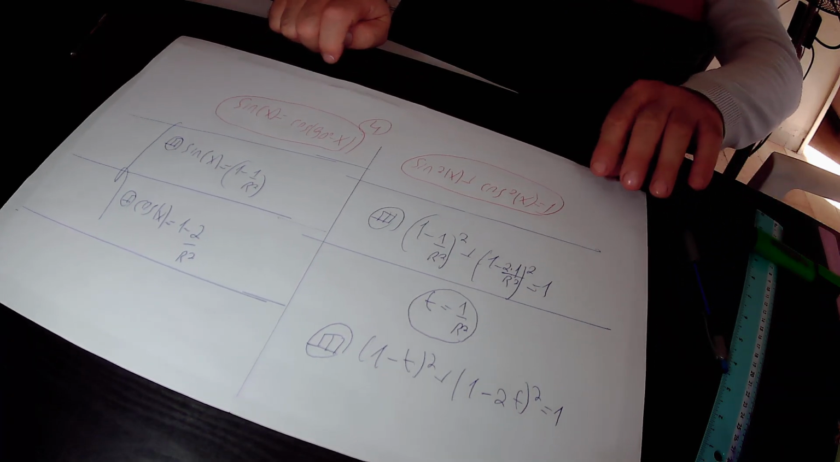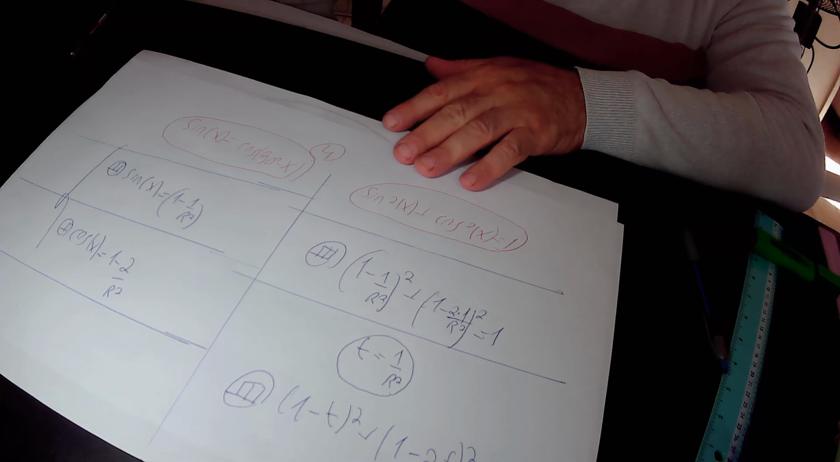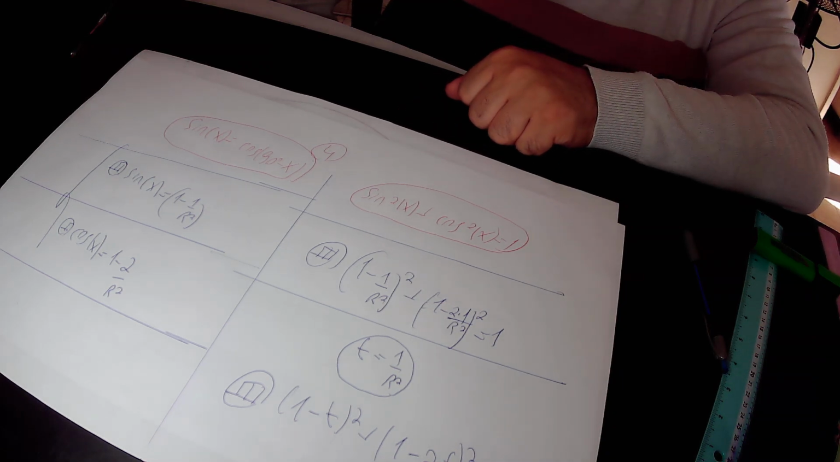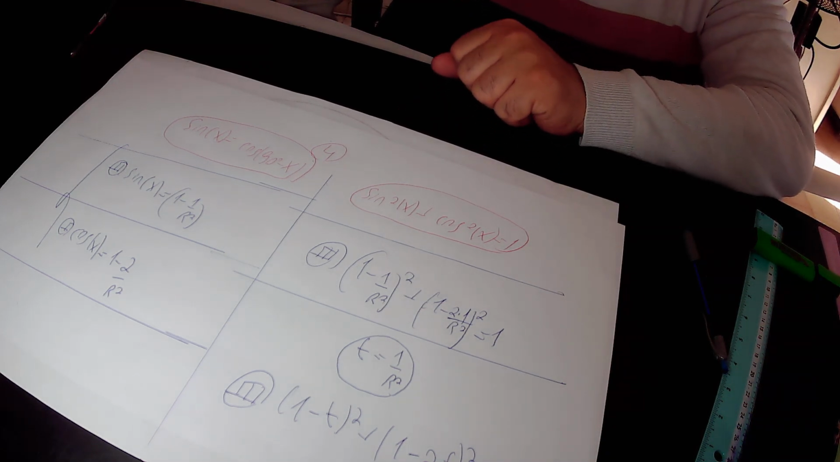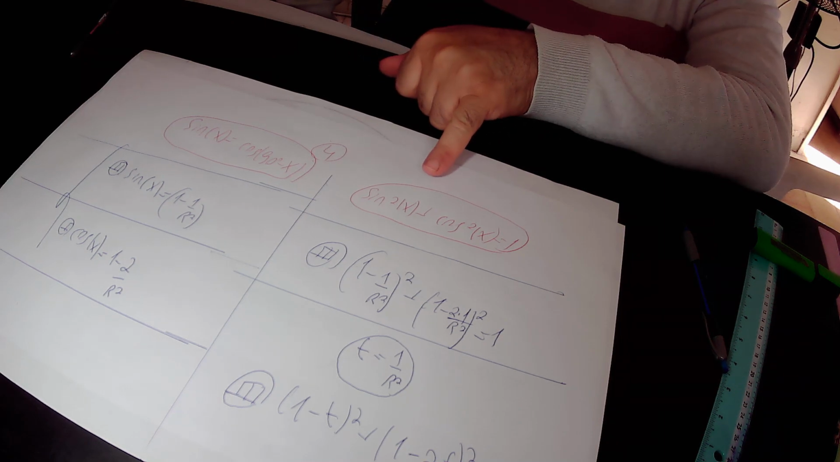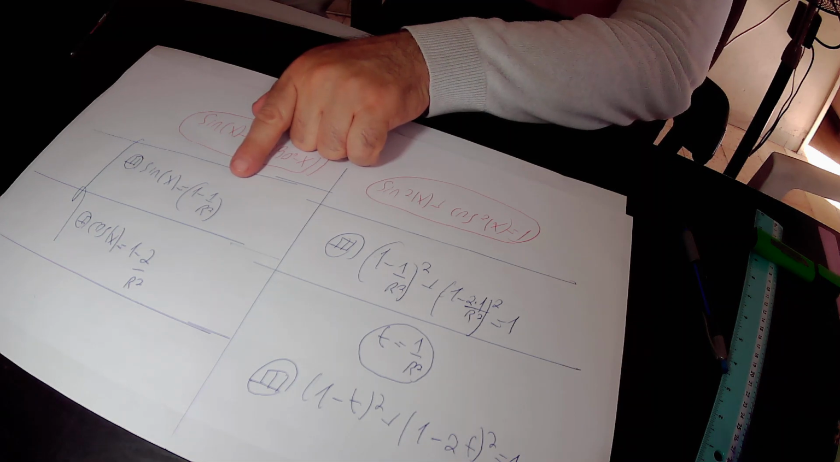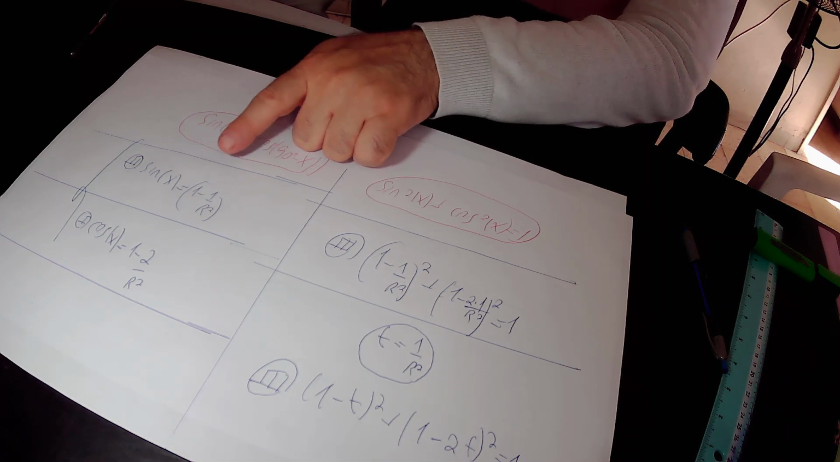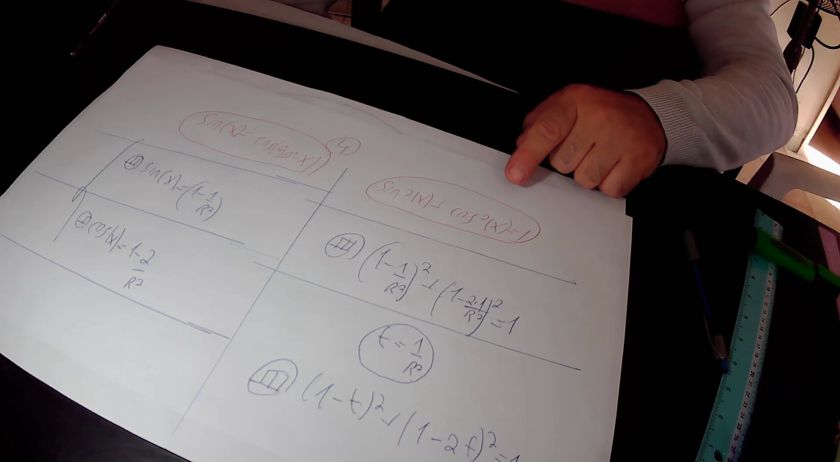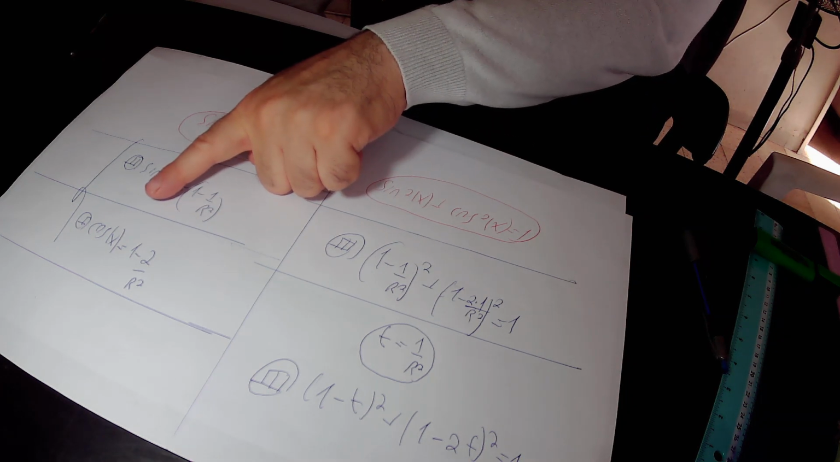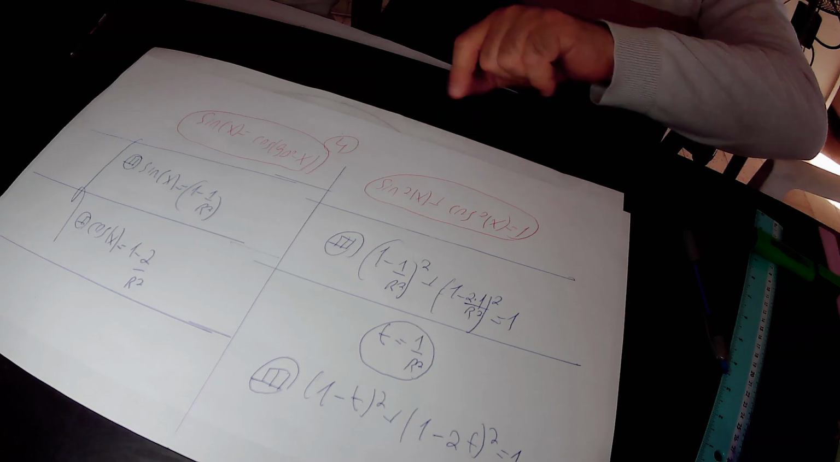Now we have the trigonometric identity that states that sine squared x plus cosine squared x equals 1. So now we can substitute sine x in this identity by 1 minus 1 over r squared, and we can substitute cosine x by 1 minus 2 over r squared.